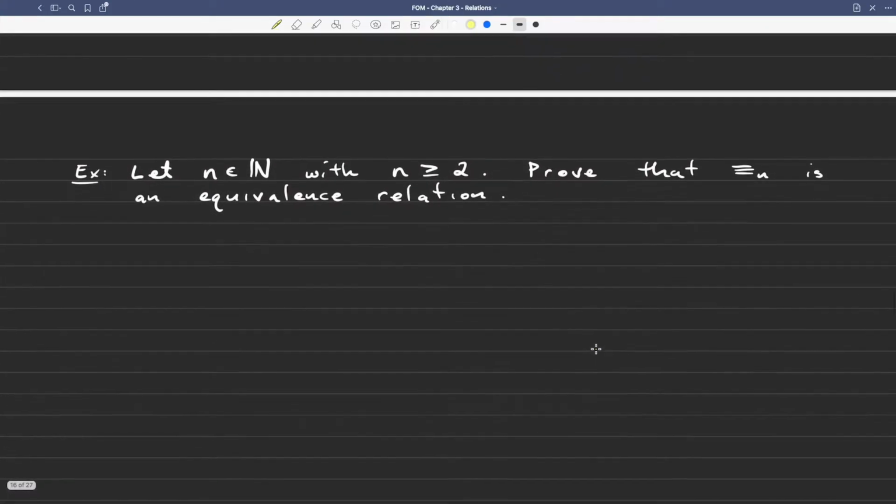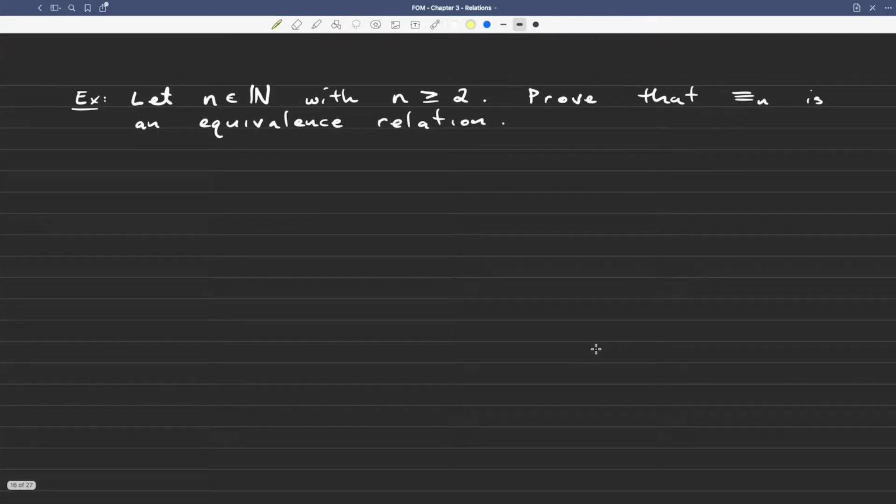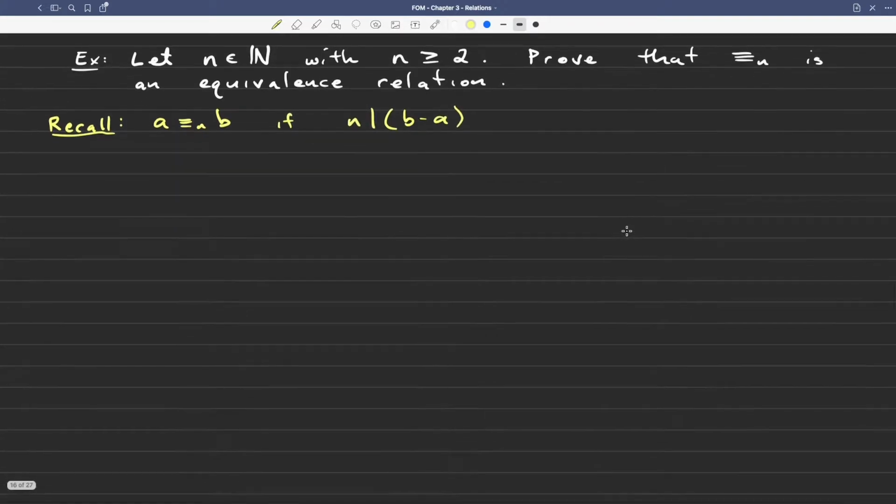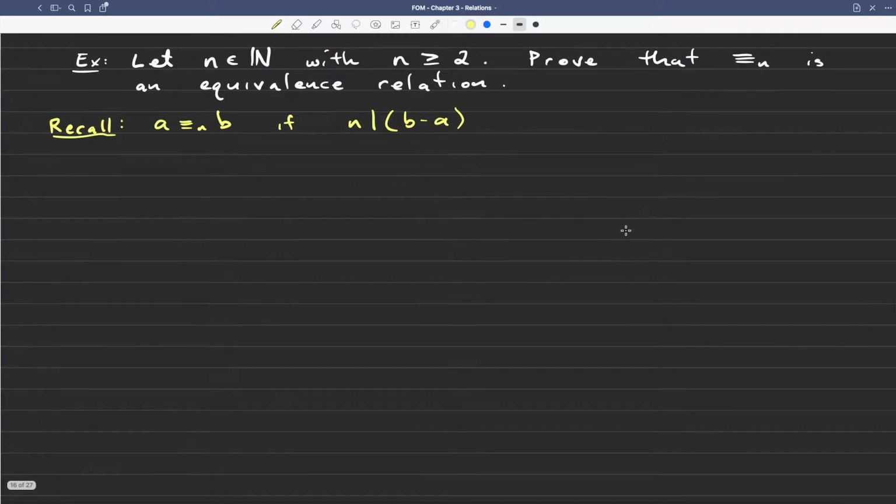Okay, so now we're going to do something a little bit more technical. We're going to prove that congruence modulo n, where n is greater than or equal to 2, is an equivalence relation. Just as a reminder, let me remind you what the definition of modular congruence is. A is congruent modulo n to B if n divides B minus A. So this is our definition of modular congruence.